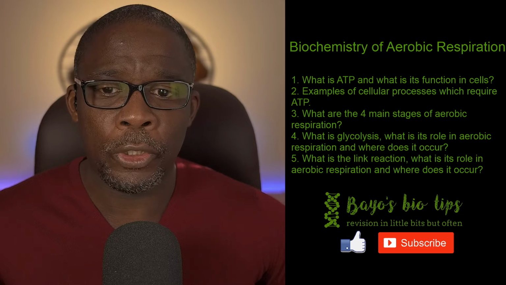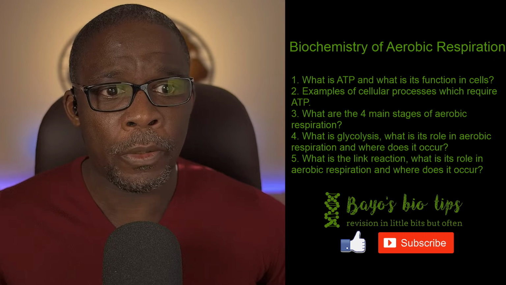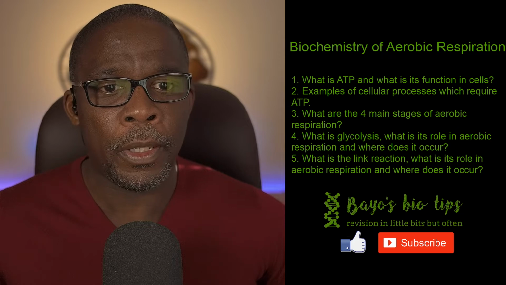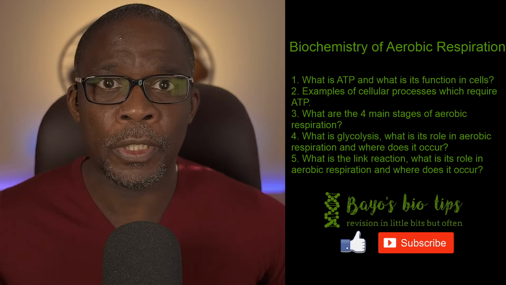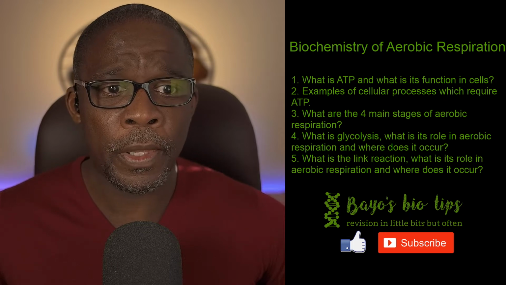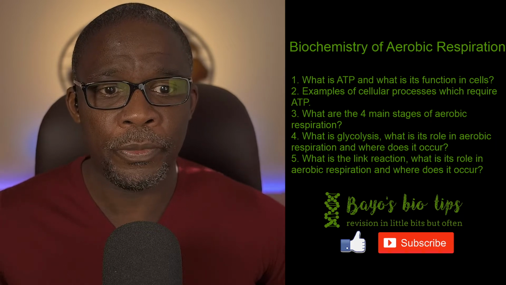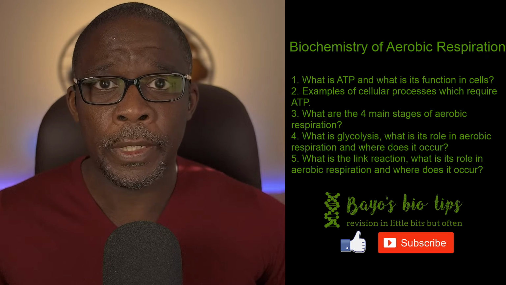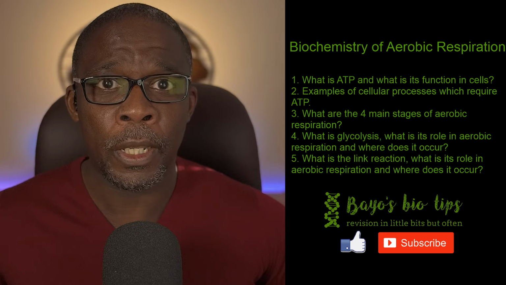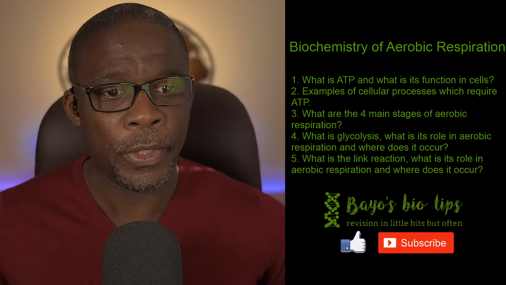So it's going to be split into the following sections. The first one is what's ATP and what's its function in cells. Basically, why do we need ATP? Then we're going to look at some examples of the cellular processes for which ATP is required. And then we'll go on to the four main stages of aerobic respiration. And in this lesson, because this is the first half of two, we're going to look at glycolysis, and then we're going to look at the link reaction. So let's have a look.